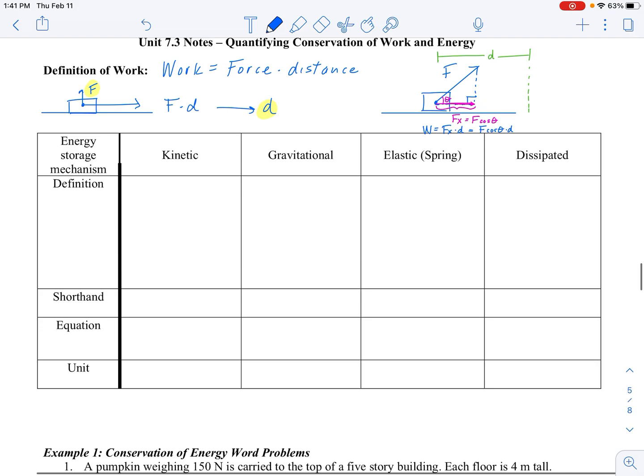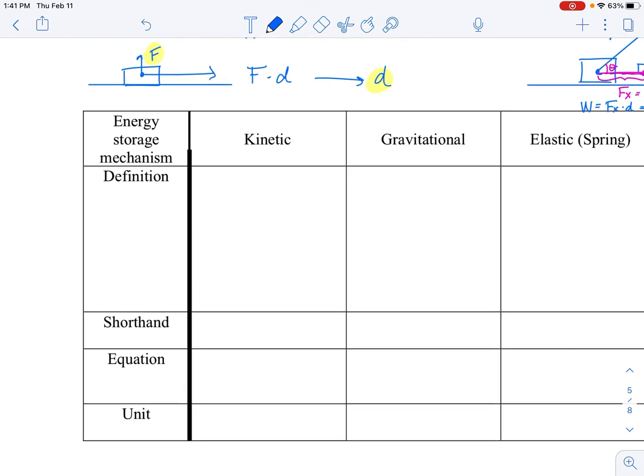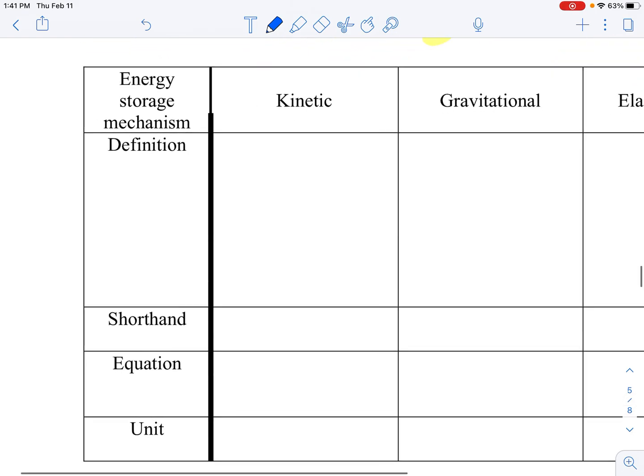Okay, in our last assignment, we looked at different forms of energy, which are ways that work can be stored, and we understood that work and energy are interchangeable. Energy can be transformed into work and vice versa. So now we're going to quantify those values. We're going to start with kinetic energy. Kinetic energy is energy of motion.